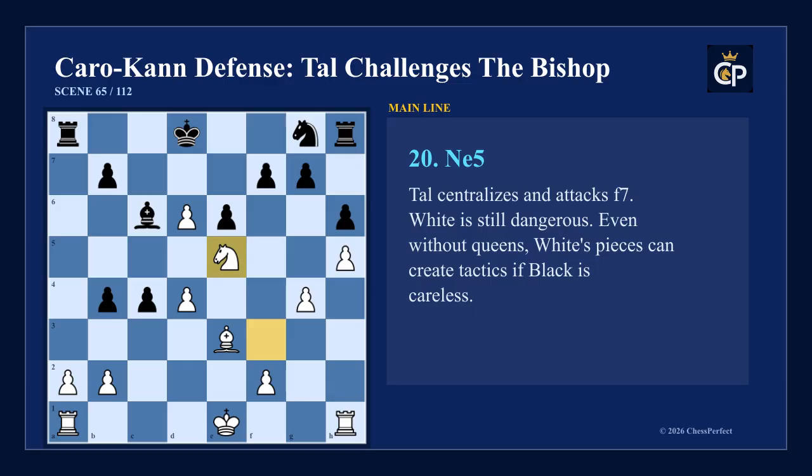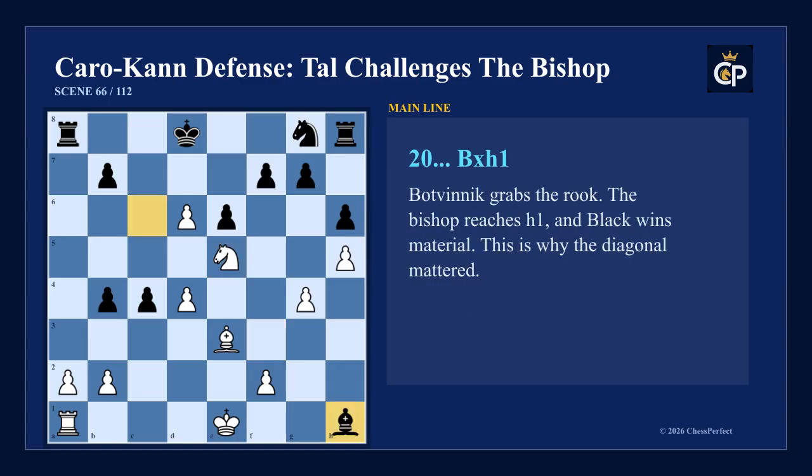Knight e5. Tal centralizes and attacks f7. White is still dangerous. Even without queens, white's pieces can create tactics if black is careless. Bishop takes h1. Botvinnik grabs the rook. The bishop reaches h1, and black wins material. This is why the diagonal mattered.